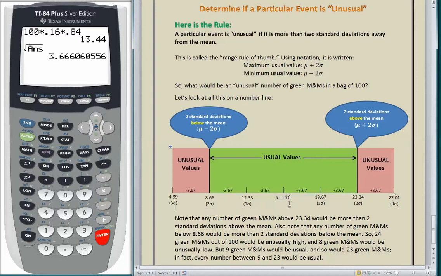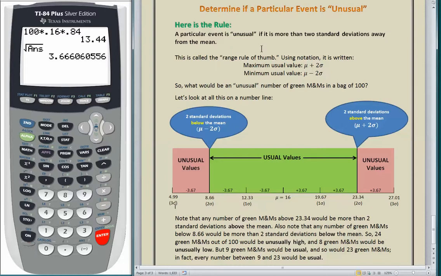In the same way, we can go to the left, or below the mean. If we start with the 16, the mean, and subtract 3.67, we get 12.33. And once again, that's 1 standard deviation, but in this case, it's 1 standard deviation below the mean. We subtract 3.67 again, we get 8.66. That's 2 standard deviations below the mean. We subtract 3.67 again, that takes us to 4.99. That's 3 standard deviations below the mean.